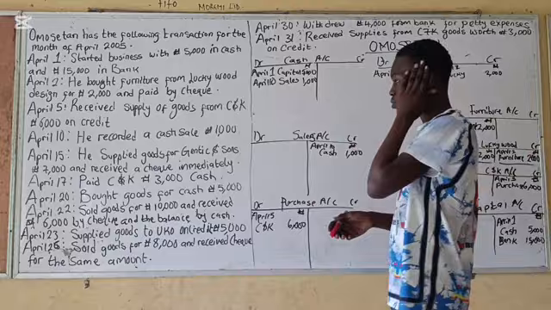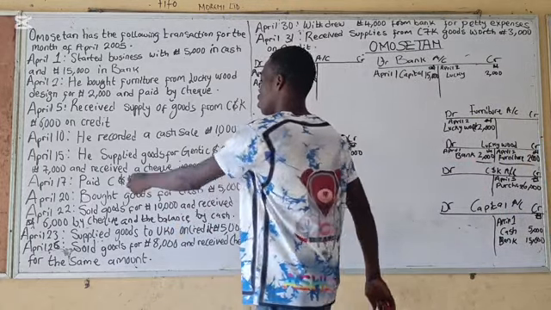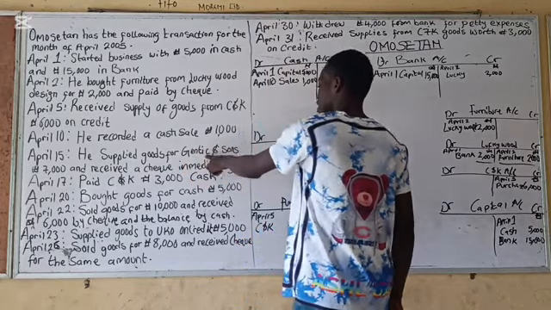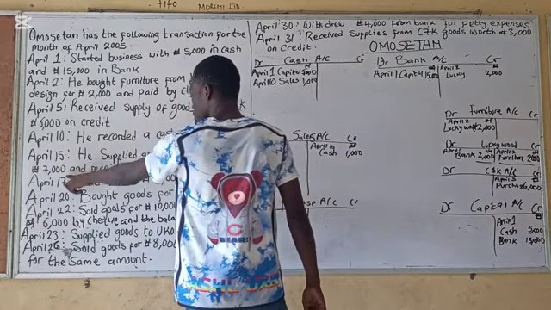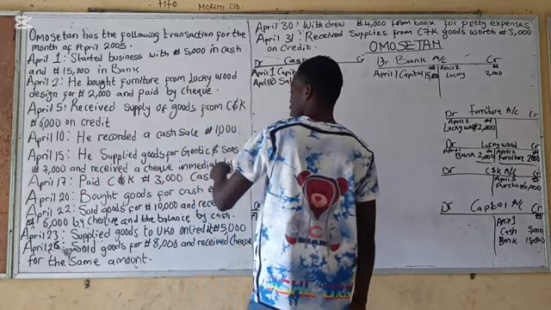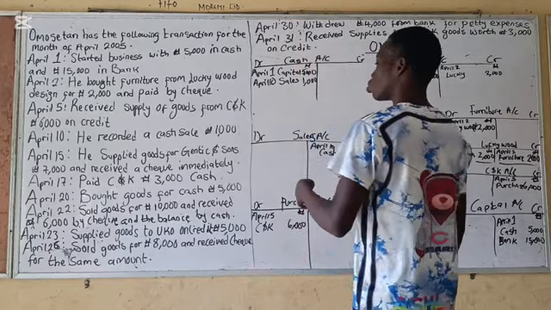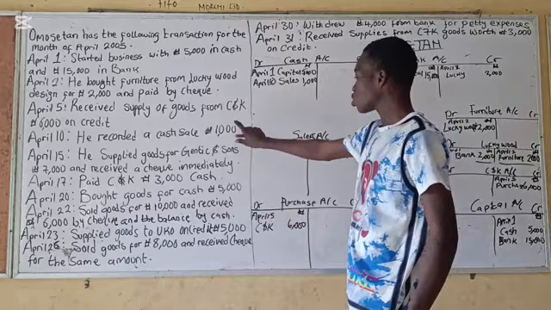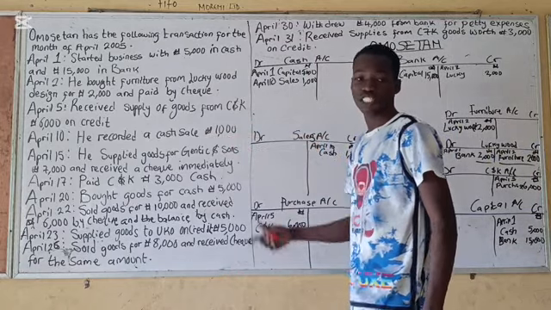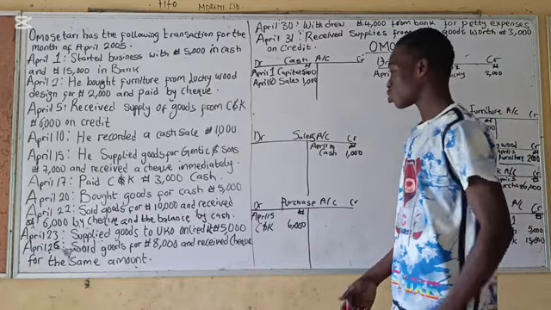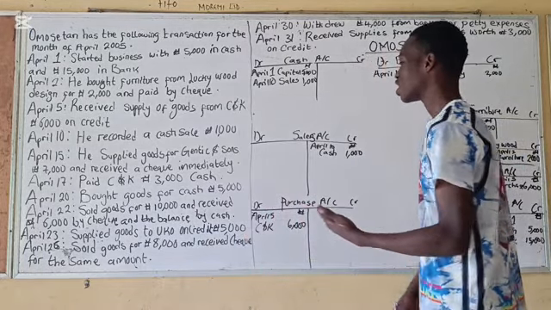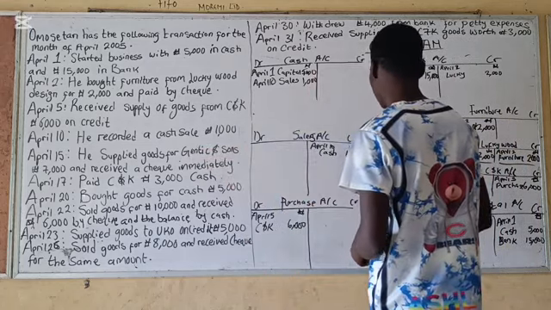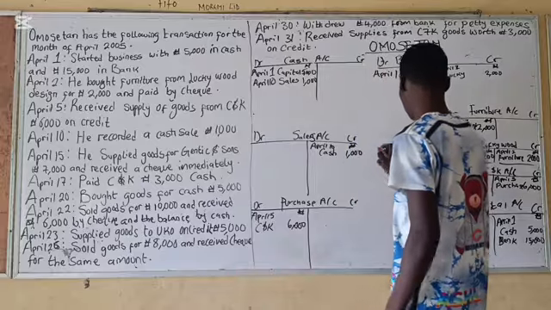Now we are going to move to April 15. He supplied goods for Gentic and Sons 7,000 naira and received a check immediately. So you sold goods to Gentic and Sons and you received a check. It's the same thing with what we just did, which is cash sales. You understand? You sold goods, collected money, but the person you sold goods to is Gentic and Sons. So you just write it as this.